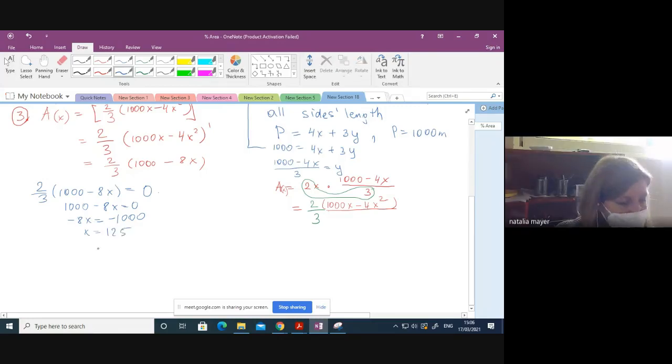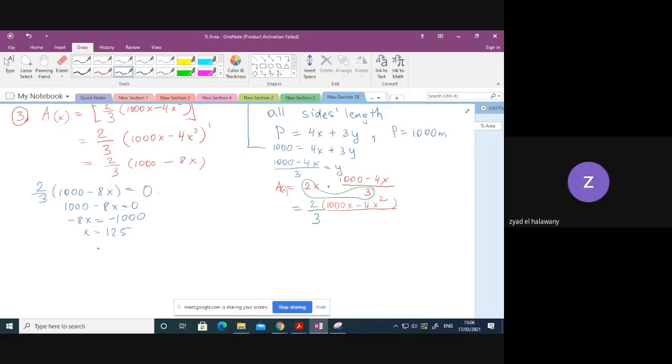What are we looking for? Are we looking for the dimensions? Yes, we're looking for the dimensions. It says what dimensions will maximize the enclosed area. I just want to make sure that this is the answer for x. Before we move on, I hope that you can see that our algorithm is not complete yet.